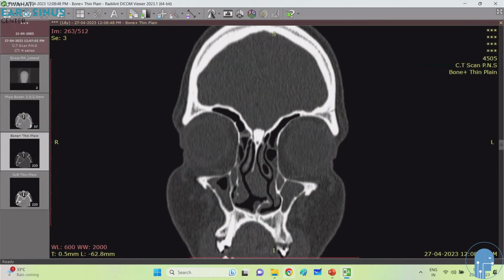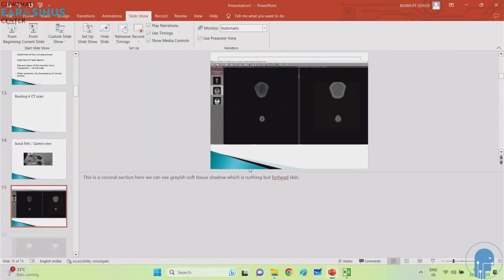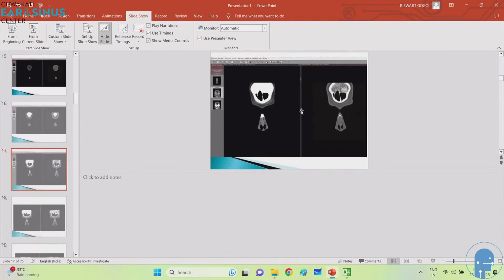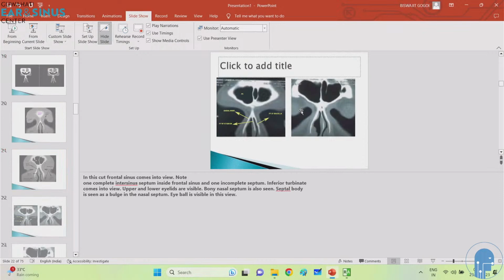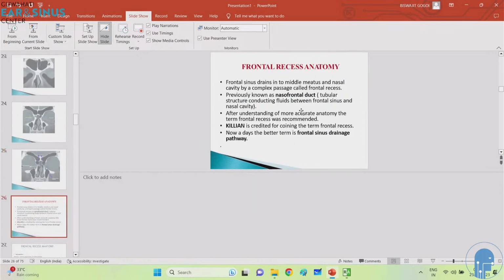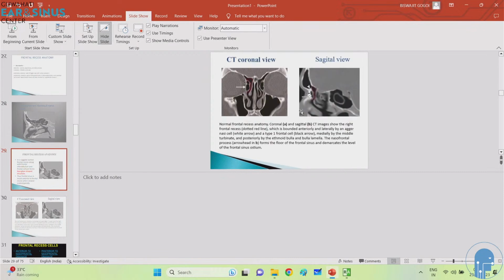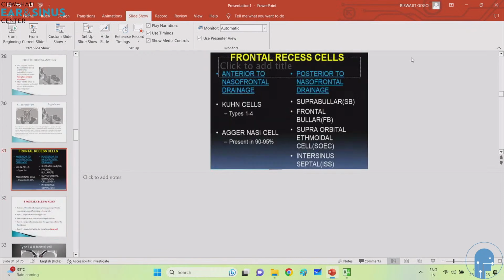So I'll come to the classification of the frontal cells. There are two classifications. Anterior to the nasofrontal drainage, this is the old classification, are the Kuhn cell and agar nasal cells. Posterior to the nasofrontal drainage are the suprabullar, frontal bullar, supraorbital ethmoidal cell, and intersinus septal cell.